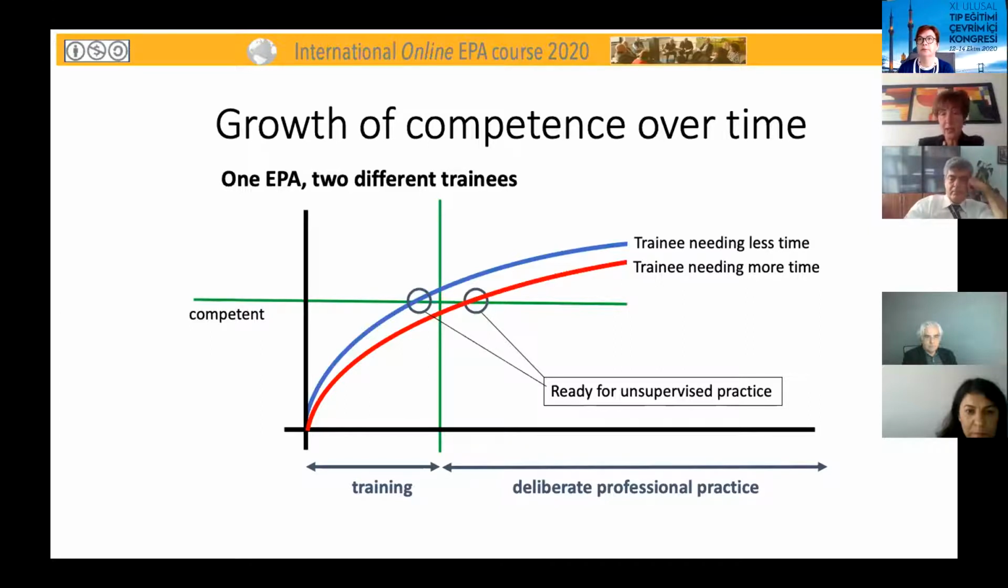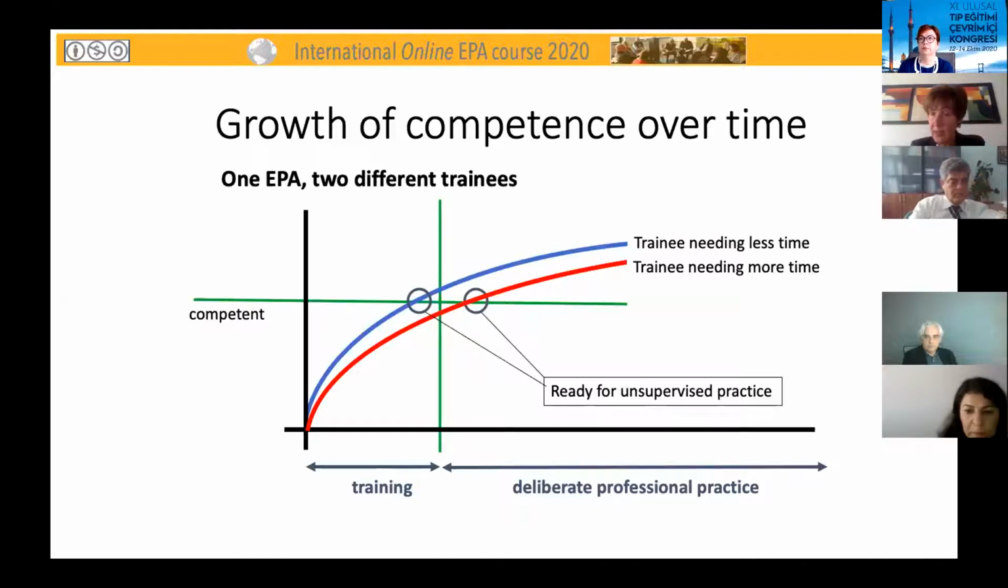Now here I show you two lines of one EPA by two different trainees and how they can differentiate between the growth in competence over time. So the blue trainee needs much less time to be ready for unsupervised practice compared to the red trainee who needs more time for training to meet the standard of a doctor.